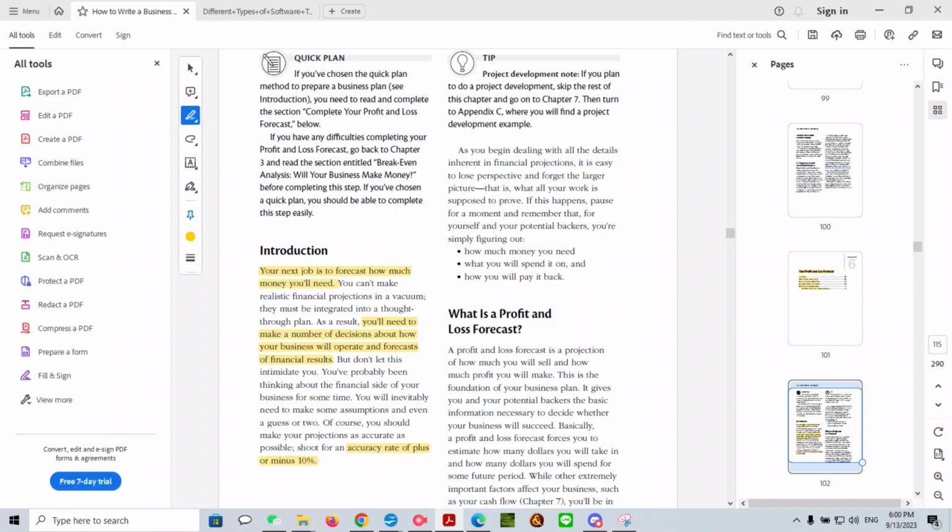As you begin dealing with the details of inherent financial projections, it is easy to lose perspective and forget about the larger picture. That is, what all your work is supposed to prove. What is it supposed to prove? Well, obviously, the first thing it's supposed to prove is that you can run a business and make a profit.